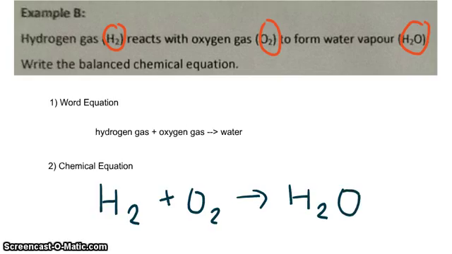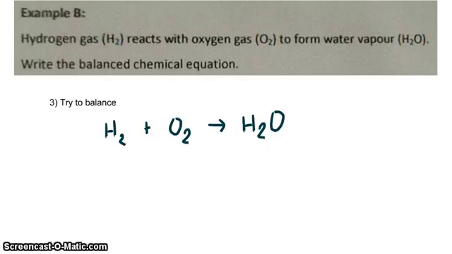This step is very important. You must get the chemical formulas correct. If you don't get the chemical formulas correct, when you move to the next step on balancing, you will never be able to balance. Therefore, we must make sure that the chemical equation is correct before we proceed on to balancing. So now we try to balance the equation.